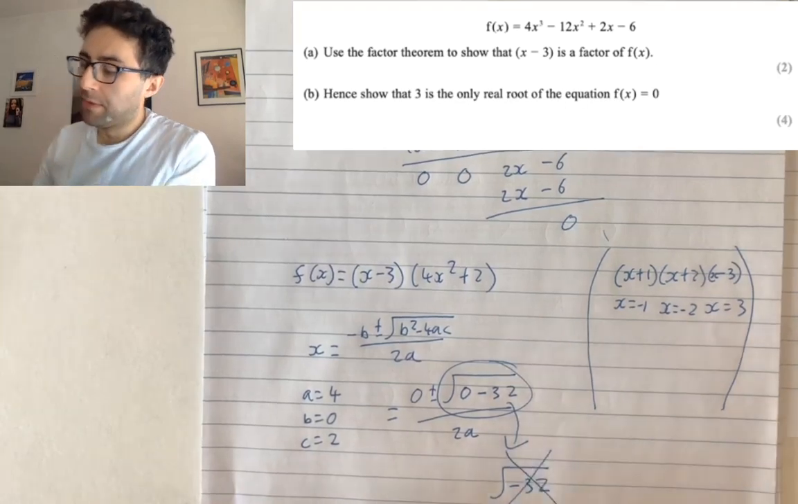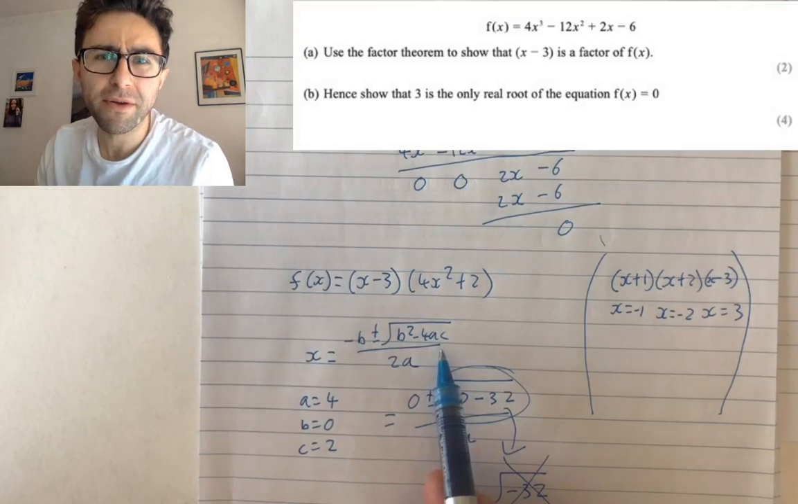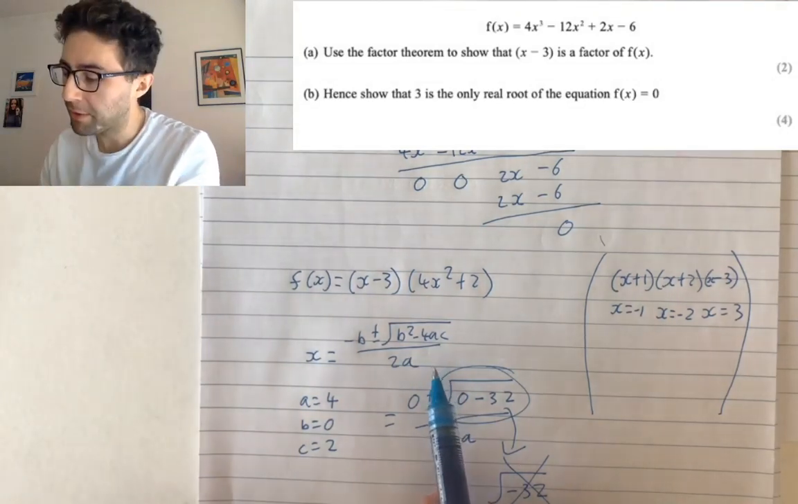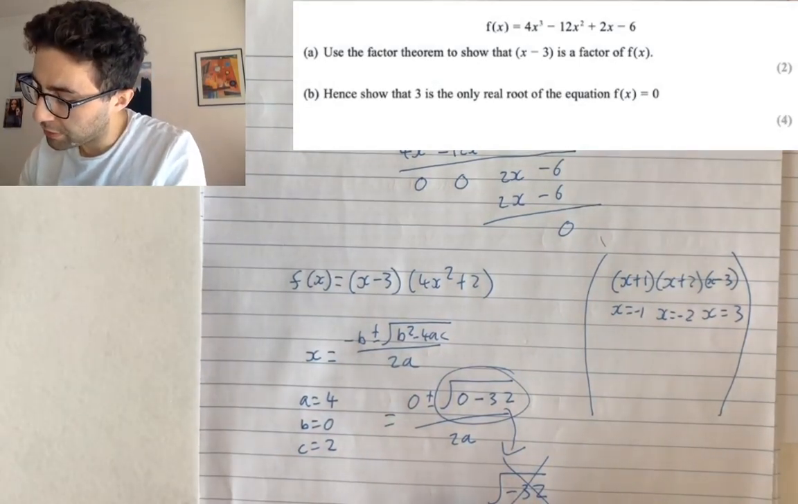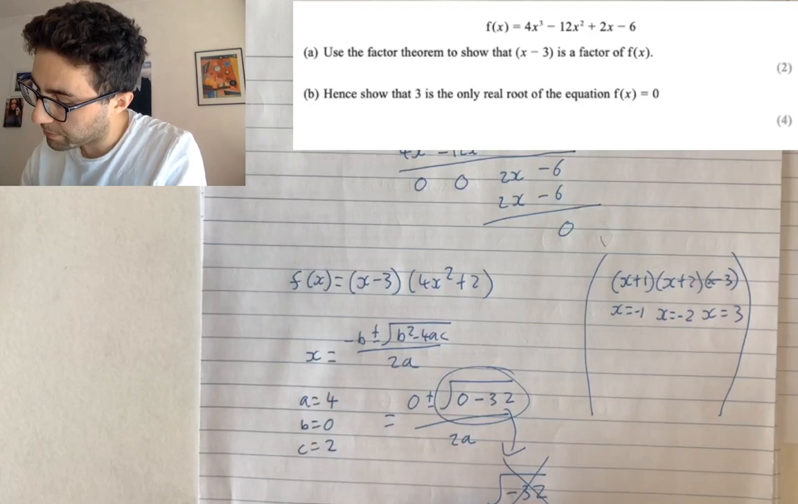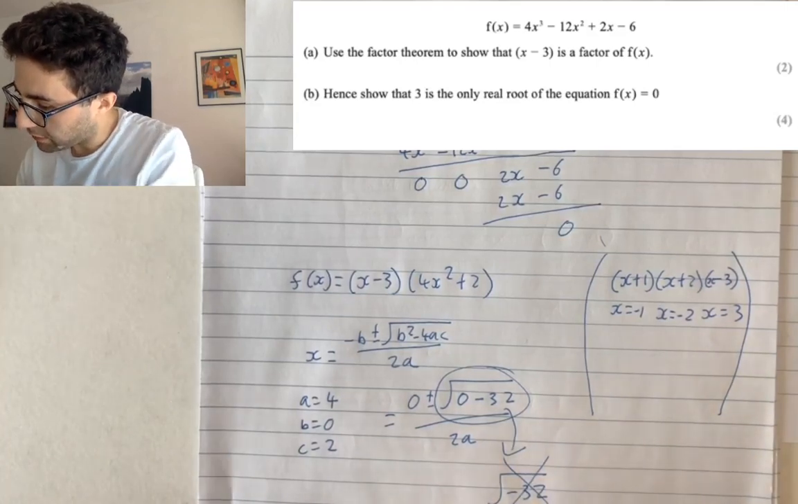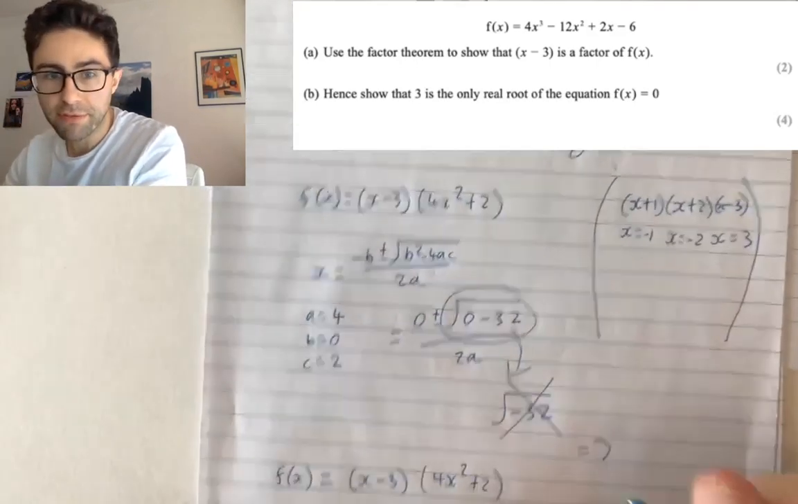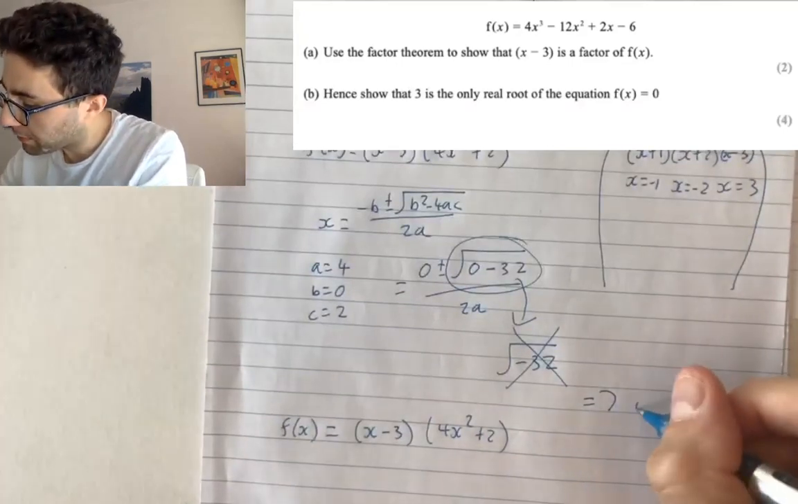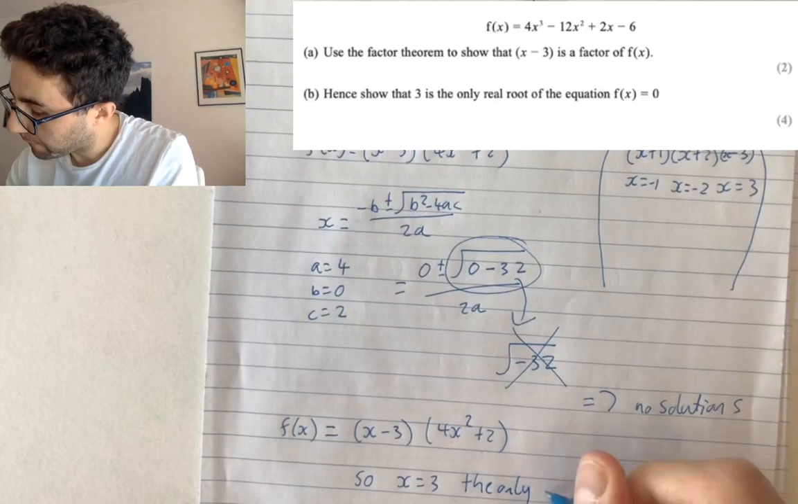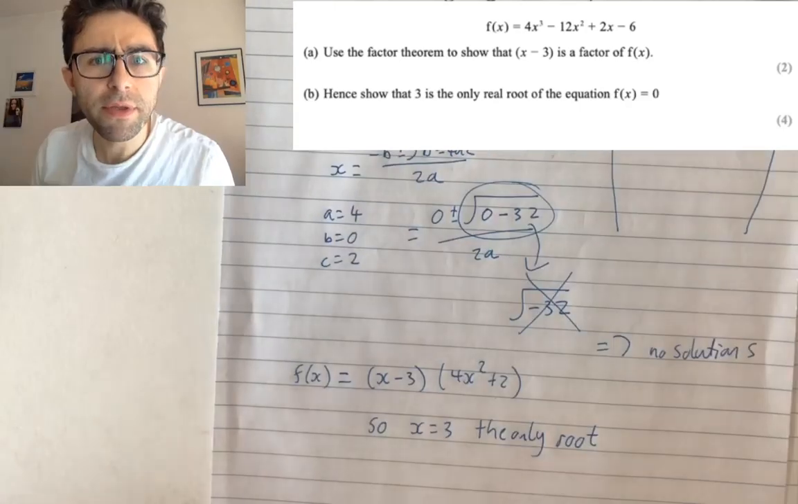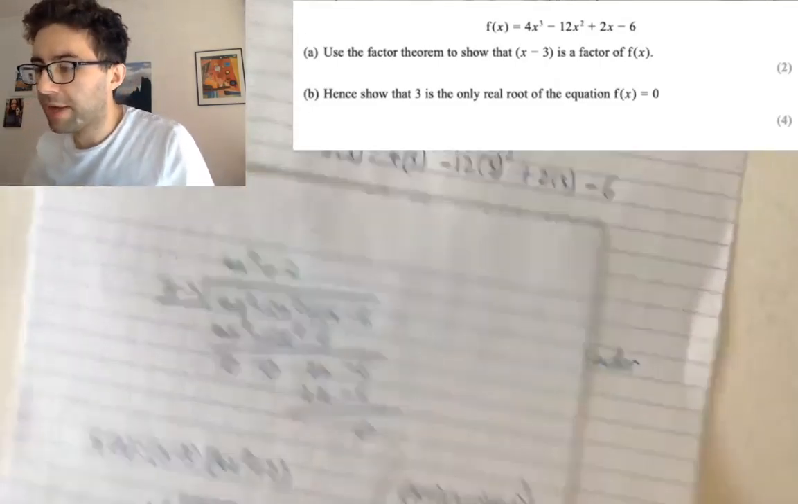The discriminant, b squared minus 4ac, is the discriminant. We talked about that yesterday or 2 days ago. If it's less than 0, there are no solutions. Therefore, that implies no solutions, so x equals 3 is the only root. And is that what they asked for? Yeah, exactly. Cool. Quick recap, then on to the A-level question.